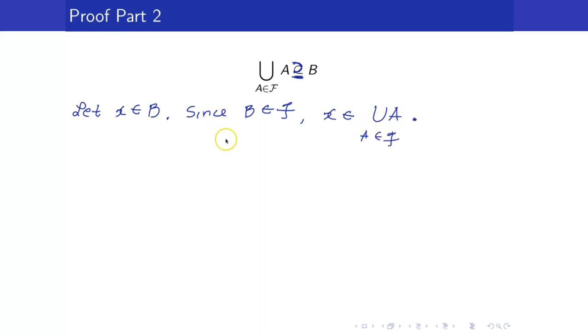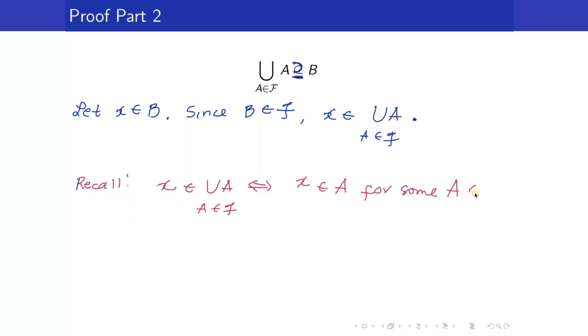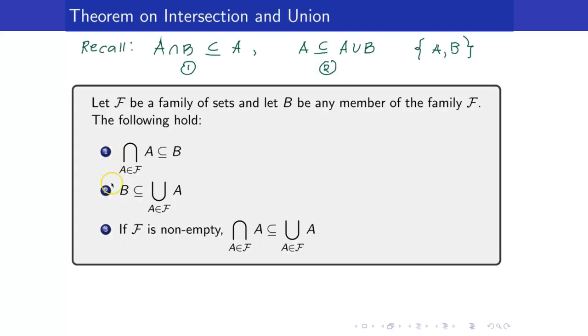Because again, what does it mean for something to be in the union? Let us just recall that you can say that X is an element of the union if and only if there exists an A in F such that X is an element of that set. So in this case, the set in F for which X belongs to is your set B. Take note that 1 and 2 is true even if the family of sets F is empty. I will not prove that.